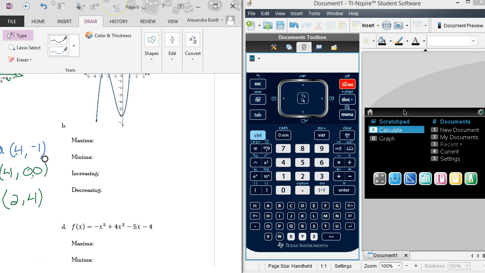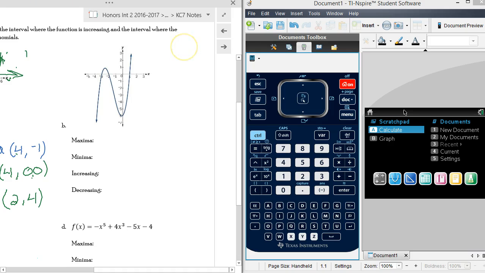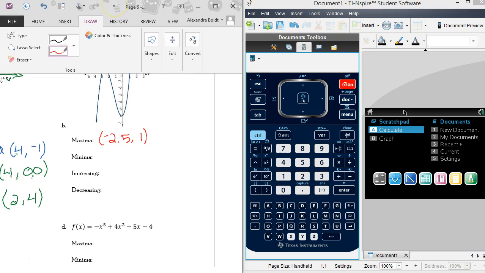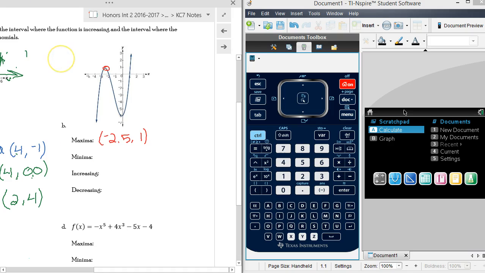Looking at C. First, deciding where my maximum is, the highest point. The highest point seems to be right here. Let's call that negative 2.5, and it goes up to 1. And that's my only maximum, the only high point. You can refer to them as peaks and valleys. That's a peak. Minimums would be our valleys. Our valley could be right here, and that is at 0, negative 6.